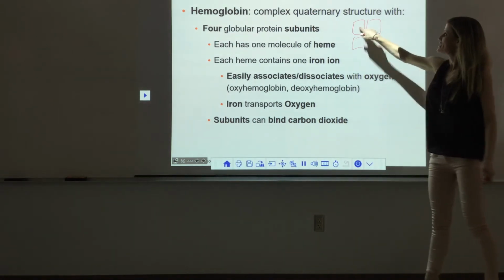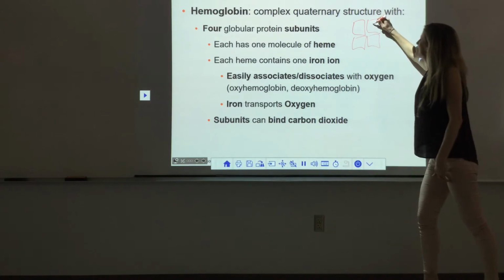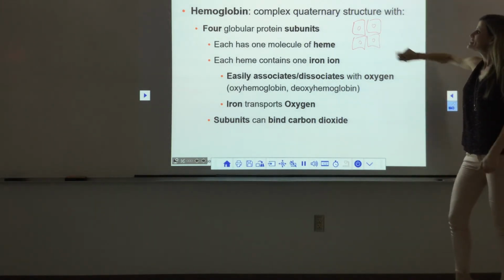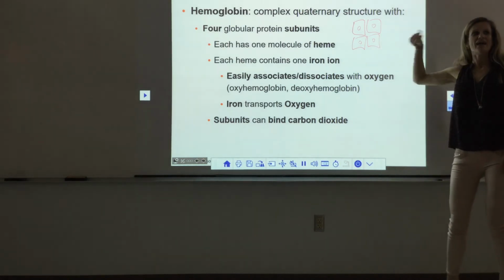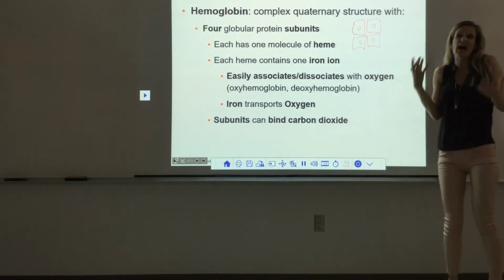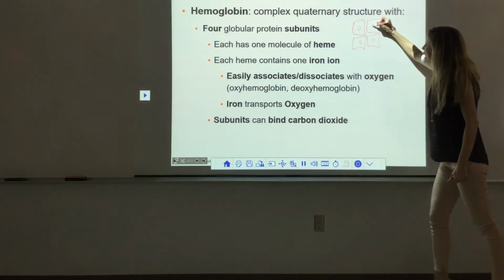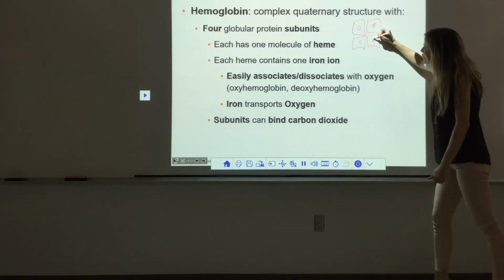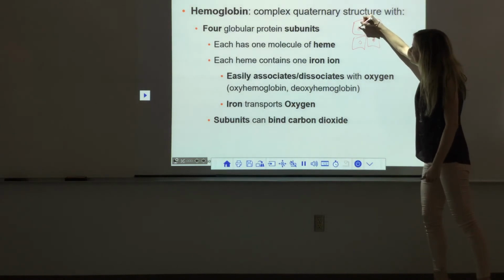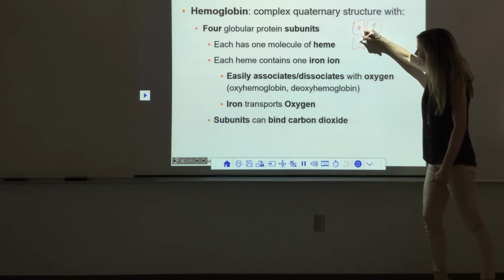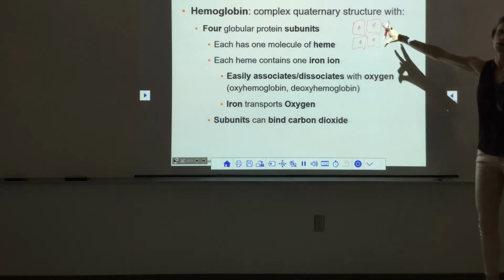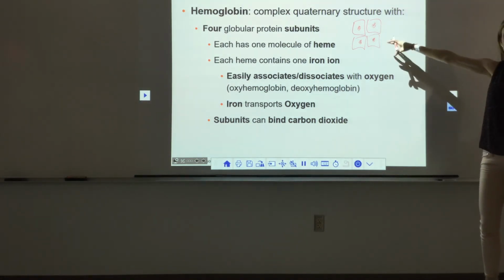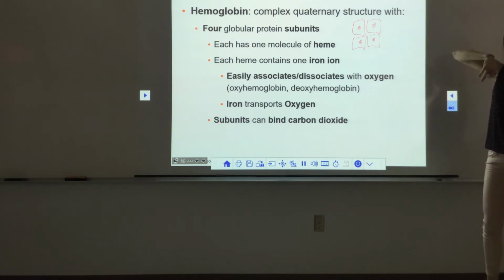Each of these subunits has a molecule of something called heme. Each heme has a central atom that's iron. Okay, so there's an iron, Fe+2, in the center of each heme molecule. Okay, so that's hemoglobin. You have hundreds of millions of hemoglobin in each red blood cell.